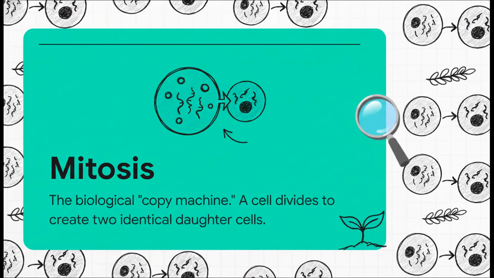Okay, so how do these cells make more of themselves? Well, the first way is through mitosis. The easiest way to think of mitosis is like a biological copy machine. Seriously, that's all it is. It's for growth, for repair. One cell just splits into two perfect, identical copies. Same number of chromosomes, everything's the same, just simple duplication.